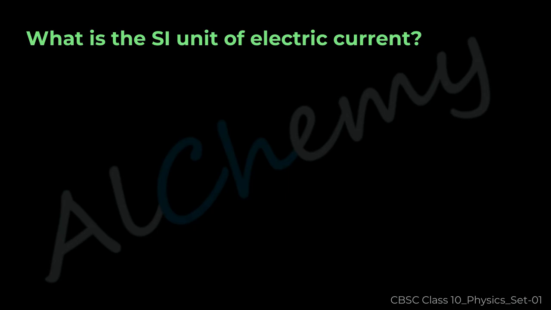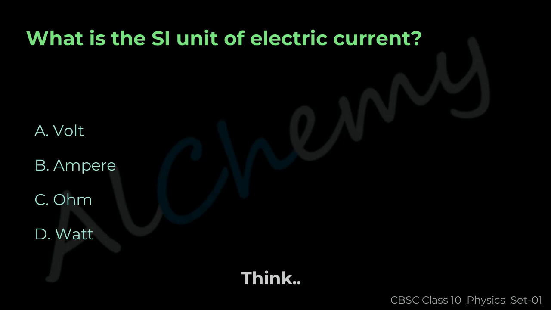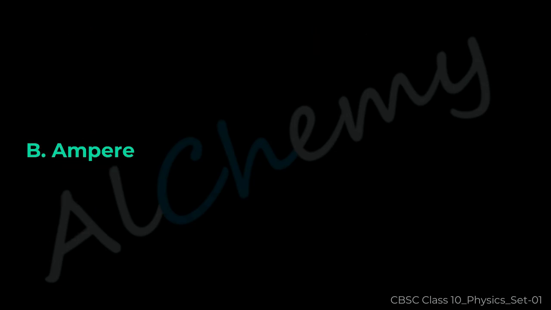Question 1. What is the SI unit of electric current? A. Volt. B. Ampere. C. Ohm. D. Watt. The correct answer is B.